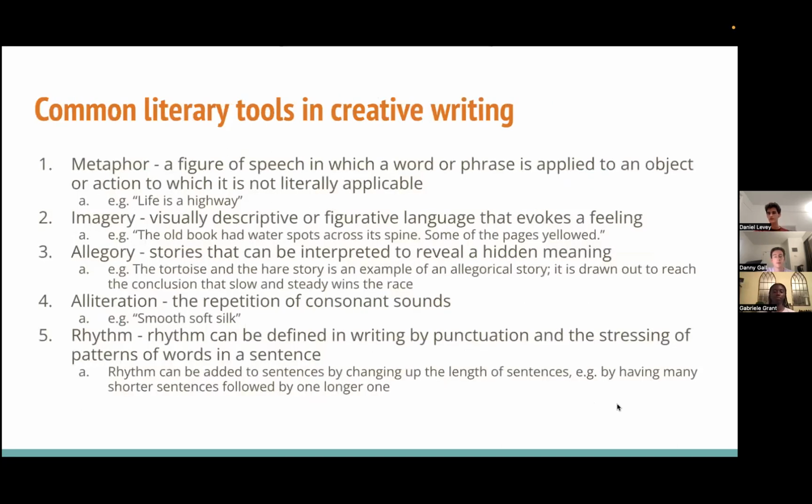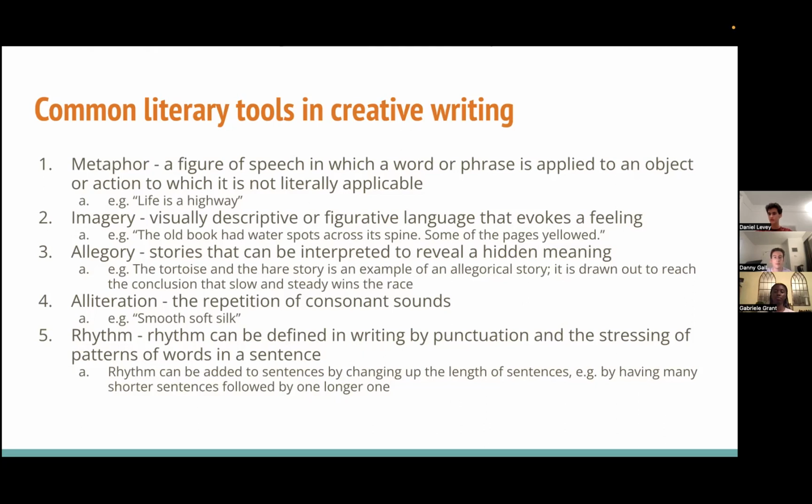So there are many literary tools used throughout creative writing. One important one is metaphors, which, as the slide says, are figures of speech in which a word or phrase is applied to an object or action, which is not literally applicable. Meaning you take one thing and apply something else to it, and though it doesn't make sense literally, there is a hidden meaning there. So an example of this is a famous song lyric, "Life is a highway." Life is obviously not a highway, but in the context of the song, you understand how it makes sense.